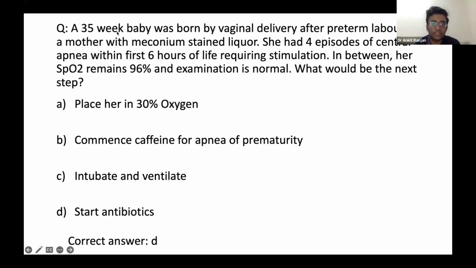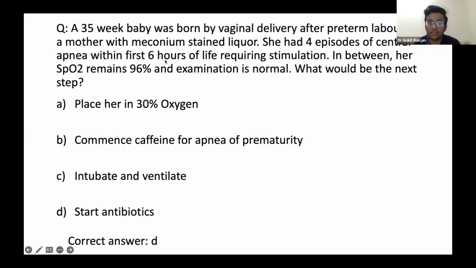This baby is born preterm and there is preterm onset of labor. We don't know the cause why this preterm onset of labor happened. And that too, meconium stained liquor was there. So a preterm baby presenting with meconium stained liquor with a preterm onset of labor, always think of a possibility of early onset sepsis in such cases, because MSL in a preterm baby is quite abnormal and uncommon.